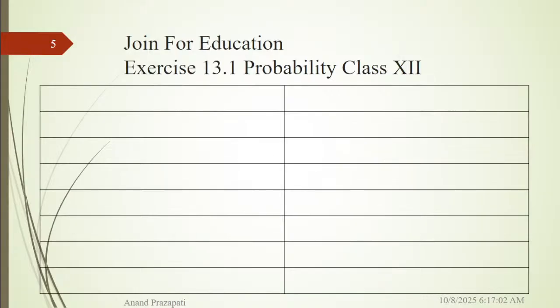Let's solve question number 4. Question number 4 asks us to evaluate probability of A union B.